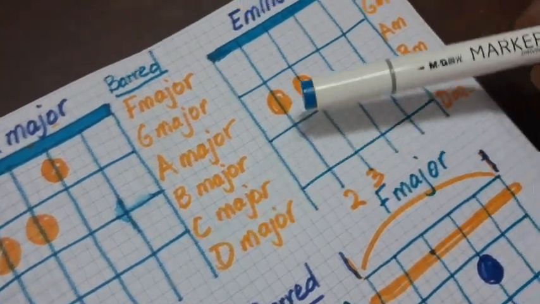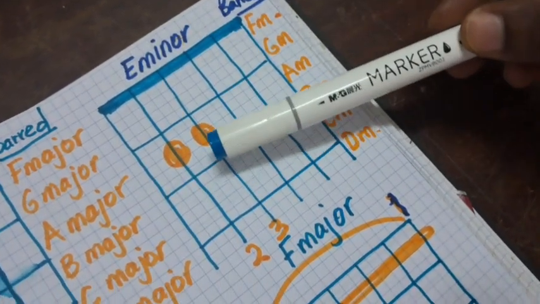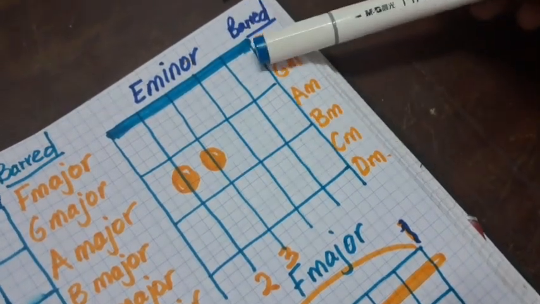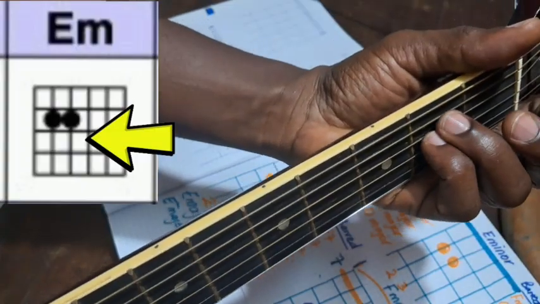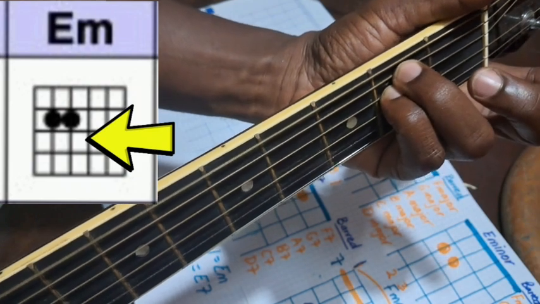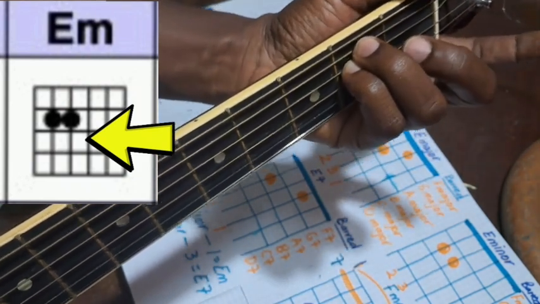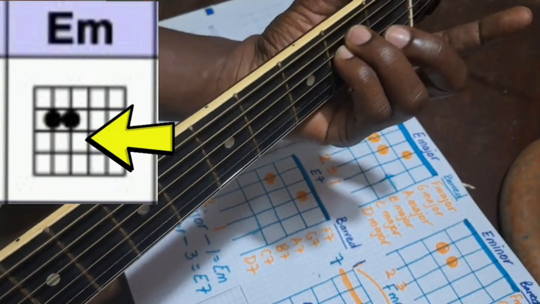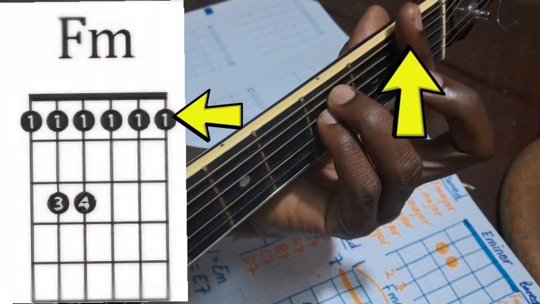Then we moved to the E minor formula, where we said this was the E minor, and we were able to create all these keys. This is our E minor. And from the E minor, we now form the F minor.